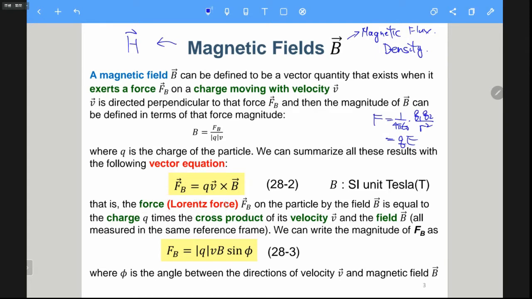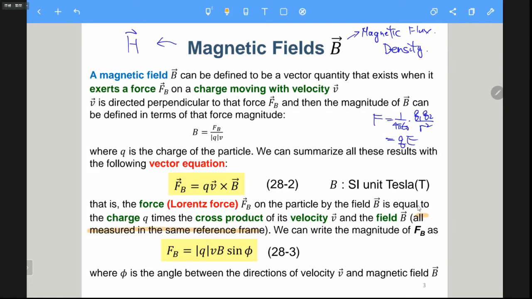Here we call it the Lorentz force. Fb on the particle by the field B is equal to the charge Q times the cross product of its velocity and the field B, measured in the same reference frame. This is very important, although you don't really care about it. This is actually related to the relativistic effect.